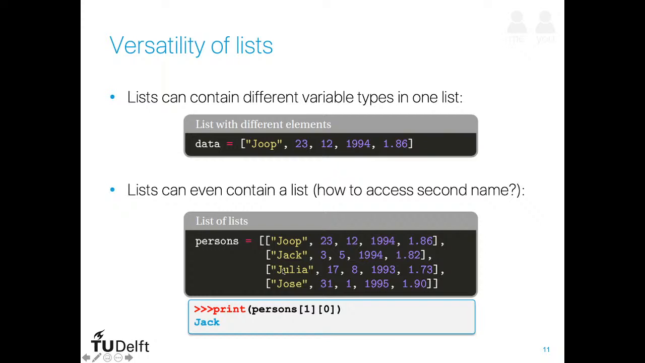If you were to print that, you would just get this entire list. If we then want to get out of this sublist the first element, the name Jack, then after this statement, persons[1], we just add square bracket 0, and we would indeed only get the string, which is the name of this person.